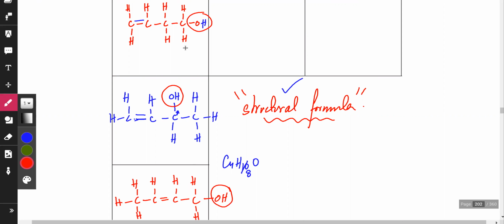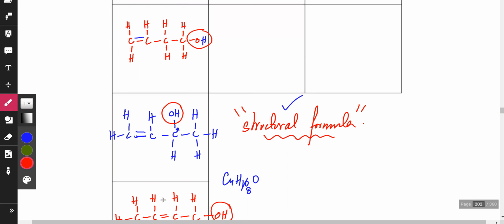Okay, so apart from these three, nothing else is possible, as long as you want to meet the conditions that the four carbon atoms should be in a straight line, and the OH and the double bond should be as far away, I mean, they shouldn't be on the same carbon atom. So I have to keep the OH away from the double bond. Okay, Isaiah, is this clear? Ethan, Mohammed, is this clear?